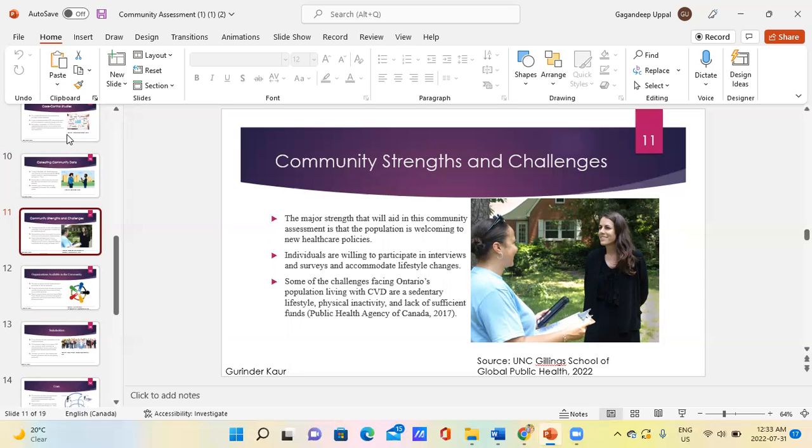The major strength that will aid in the community assessment is that the population is welcoming to new healthcare policies. Individuals are willing to participate in the interviews and surveys and accommodate lifestyle changes. Some of the challenges facing the Ontario population living with CVD are sedentary lifestyle, physical inactivity, and lack of sufficient funds. So the Ontario people who are facing health problems mainly face them due to the sedentary lifestyle.